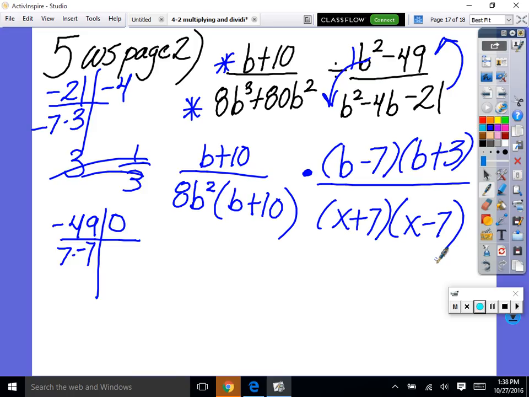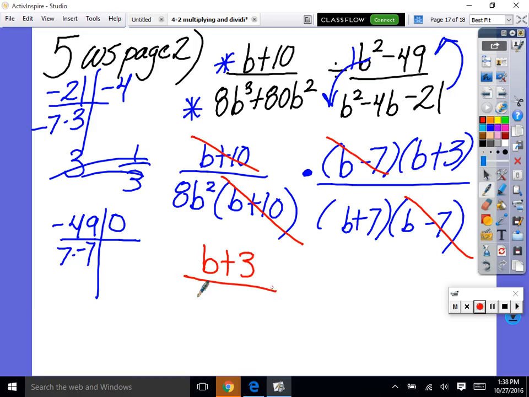Okay, B. Yes, you're right. B and B. Now let's think about it. We could rewrite this all over one fraction, but don't we know that we're going to divide out exact factors? So let's just divide out exact factors. Does everybody get it? B plus 10 on top, anything on bottom? Exact factors. Yep. B minus 7, ding ding. B plus 3, nope. Anything else? No. So we're left over on top with a b plus 3. On bottom, 8b squared.